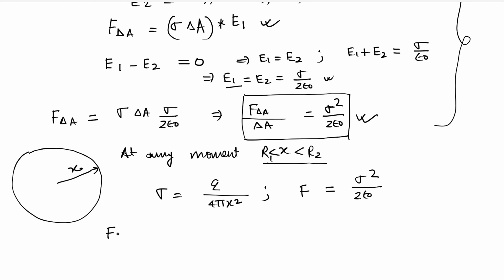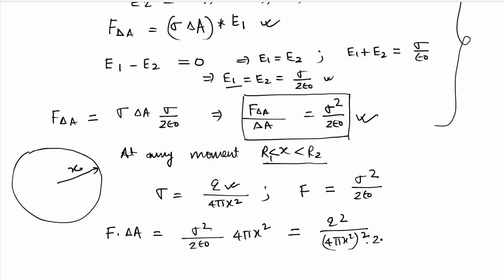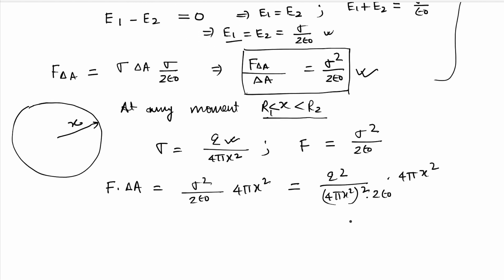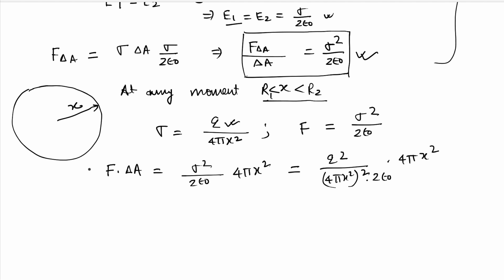Therefore, force into area for the entire shell will be sigma square by 2 epsilon naught times 4 pi x square. And what is sigma? Sigma is q by 4 pi x square, so q square by (4 pi x square) whole square into 2 epsilon naught into 4 pi x square, right? Let's call this the total force Ft. So Ft is then q square by 8 pi epsilon naught x square, right?